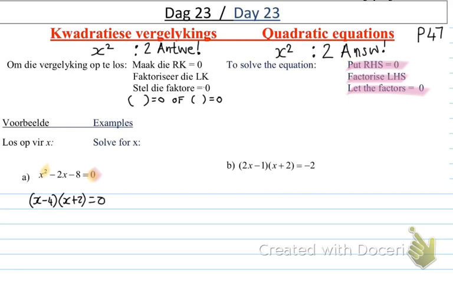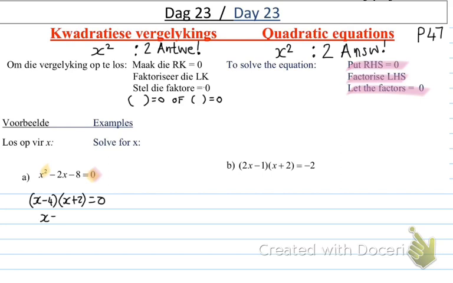Remember, every time that we solve an equation, we have to identify what type of equation we're working with, and that will determine our method. So here we identified that we have an x squared, so it's a quadratic equation. That means I'm going to take everything to the left hand side, make the right hand side 0, and then factorize. Then I set each of the brackets equal to 0.